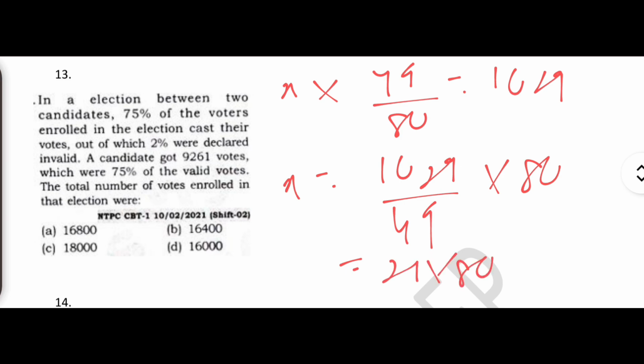It is 21 upon 80. 8 1s are 8, 8 2s are 16. So somewhere around this. Okay, we have made some calculation mistake, I guess. For 10 we are getting less, but your answer should be 1680 only.